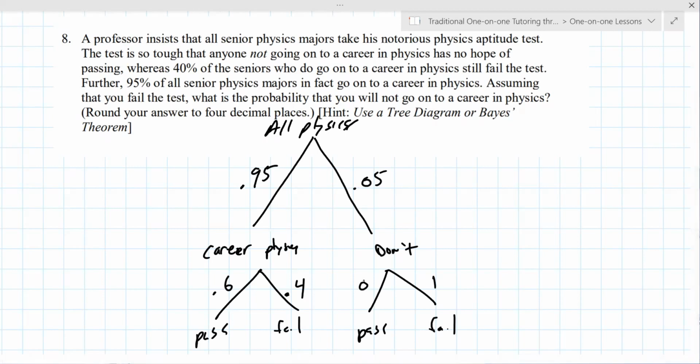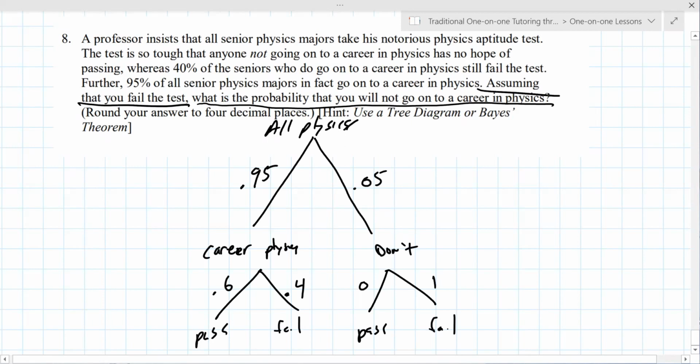I think there's almost no chance you're going to get this type of question on your exam, because it's so hard to set up. But now that you've set it up, we can actually answer the question: what is the probability that you will not go on to a career in physics? Well, that's the 0.05. Oh, I'm sorry, assuming you fail the test. I didn't see that part. Assuming you fail the test.